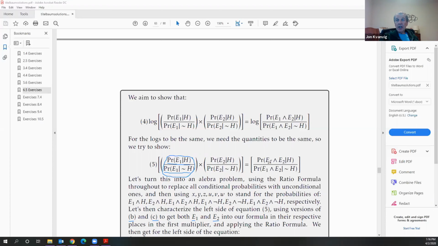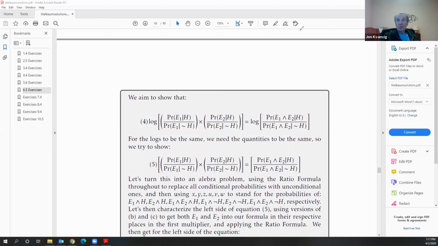Because we know we've got E1 and E2 over here. So if we're going to try to turn this thing into something that's provably identical to that thing, we're going to need to get one of these two to be more complicated. So we're going to pick the first one and make it more complicated than it currently is.